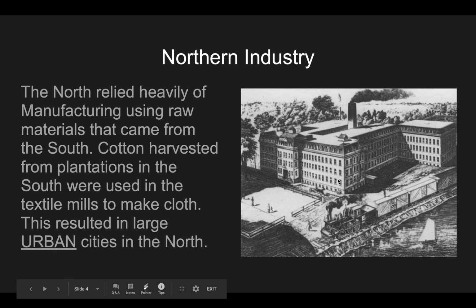And what we see happen over time when we talk about urbanization is these factories lead to urban cities in the North, big urban cities in the North.